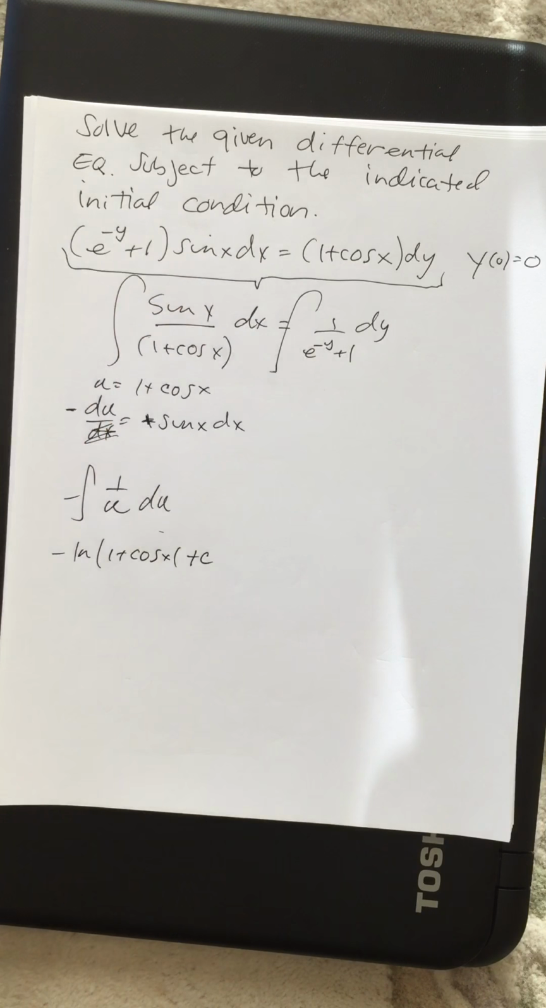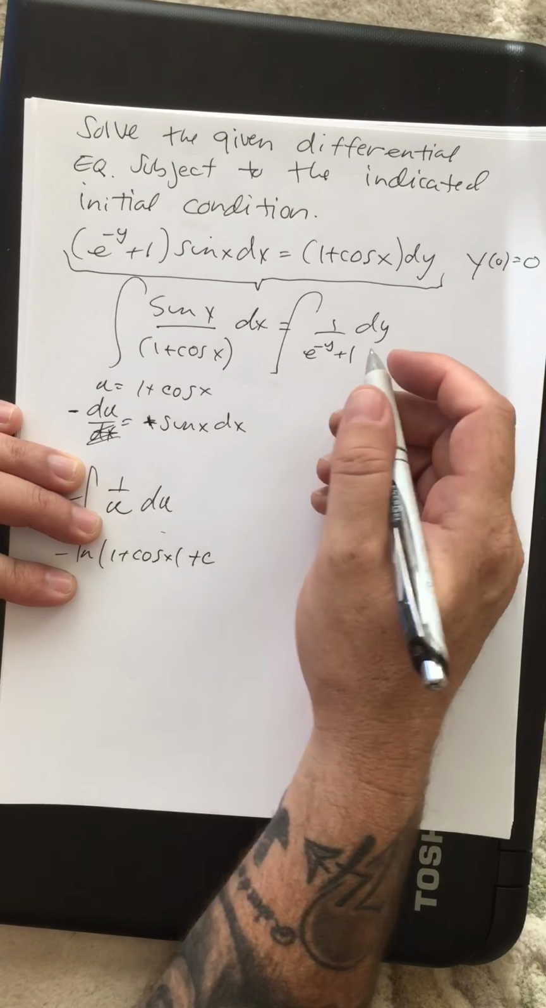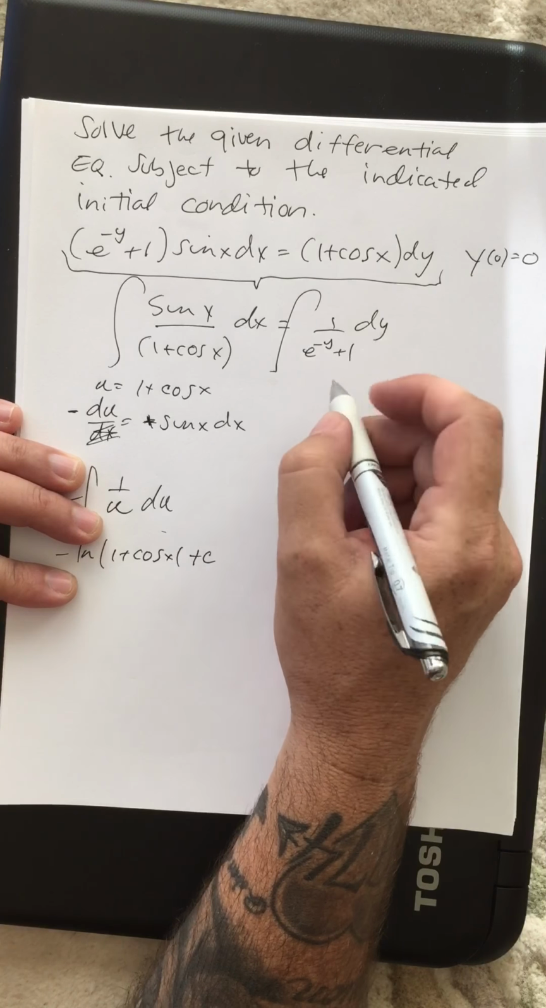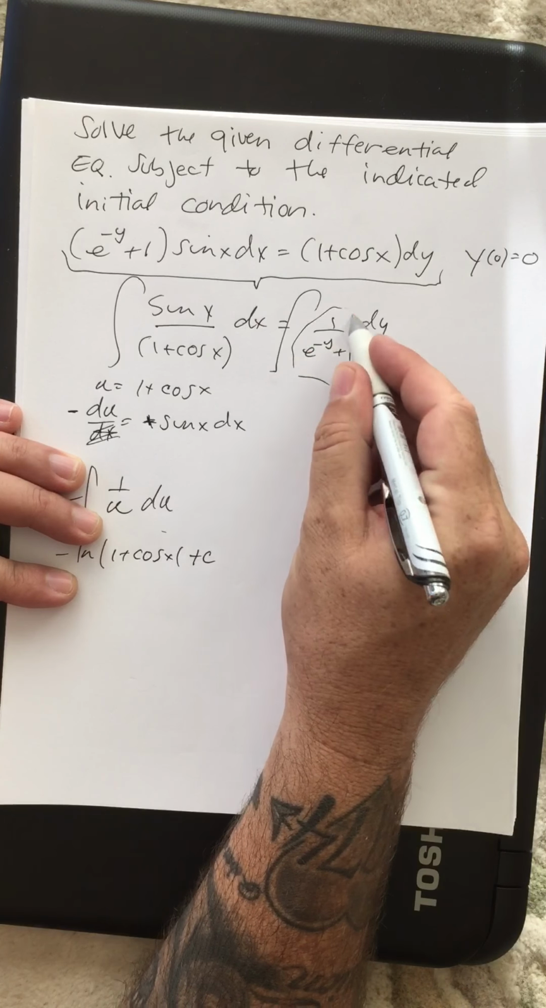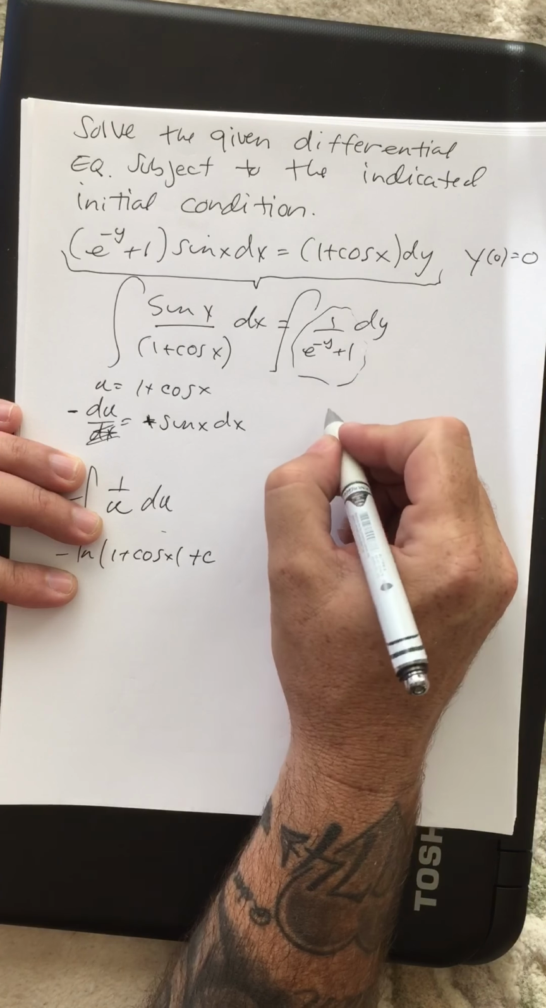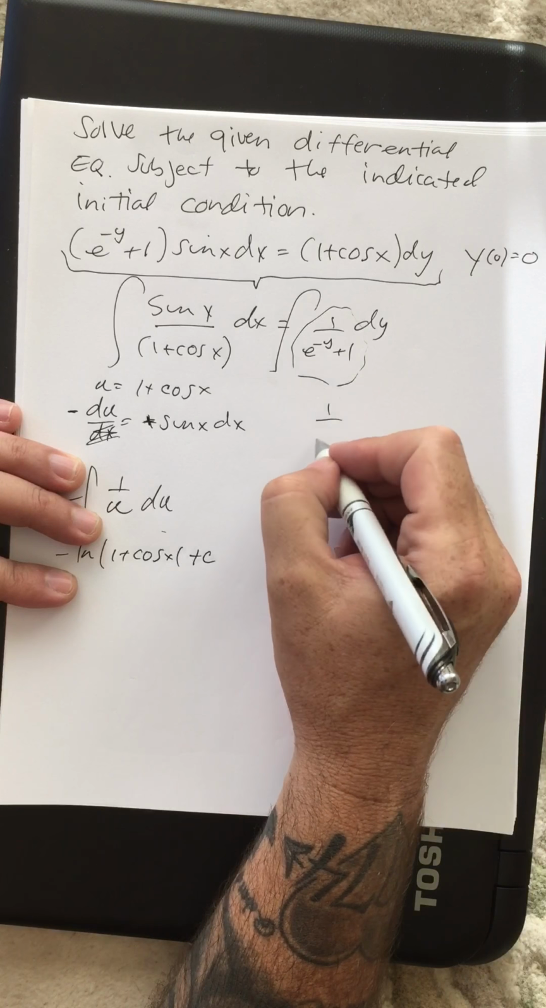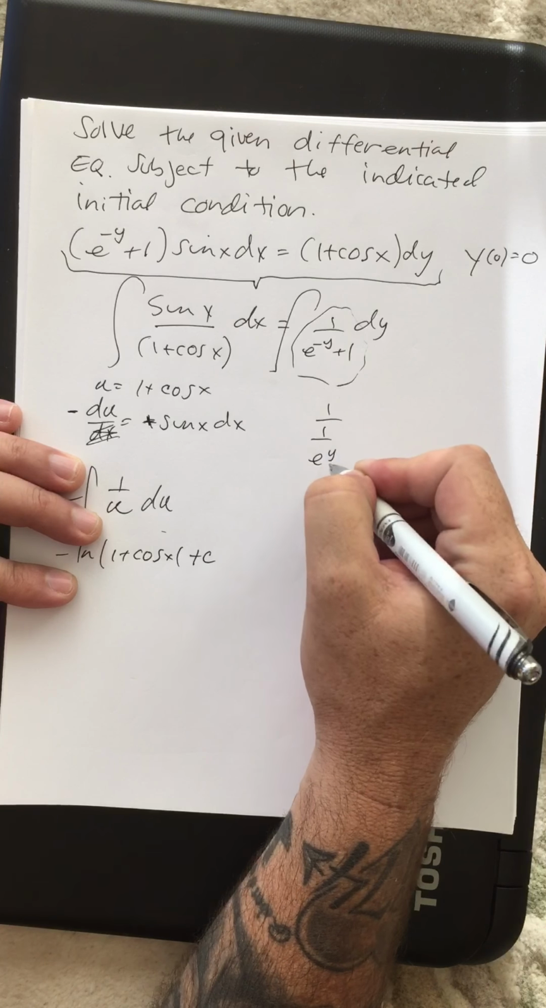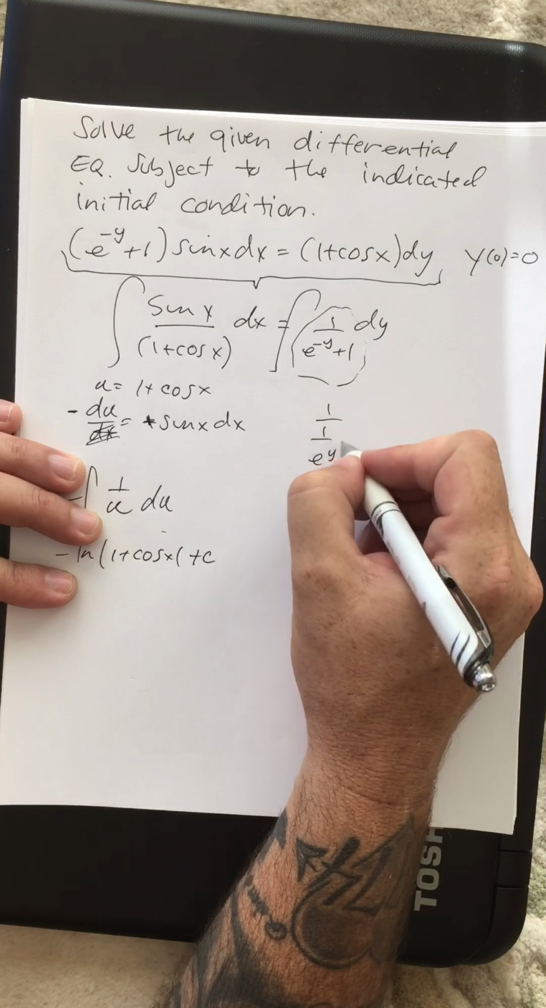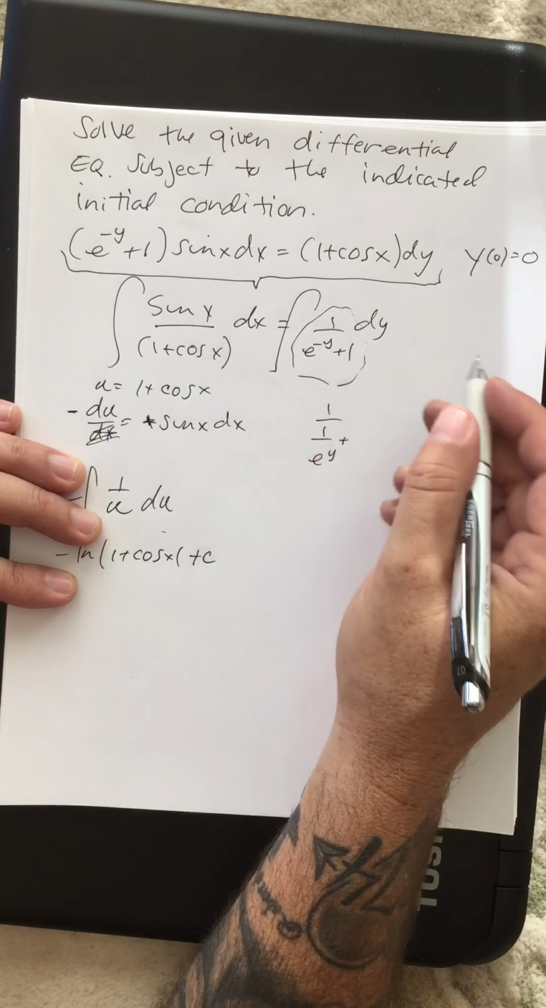What about on this side? What are we going to do? This side's kind of tricky. Well, sometimes it's really not a good idea to have a variable be negative in the exponent. So what you can do is you can just rewrite this. Looking at this argument here, we can say that 1 over e to the negative y plus 1.